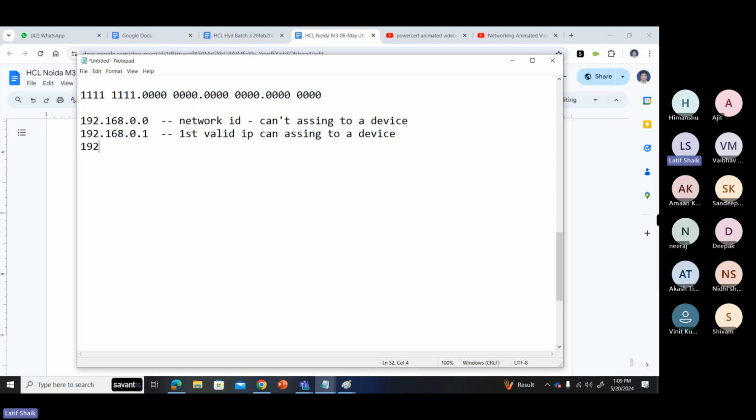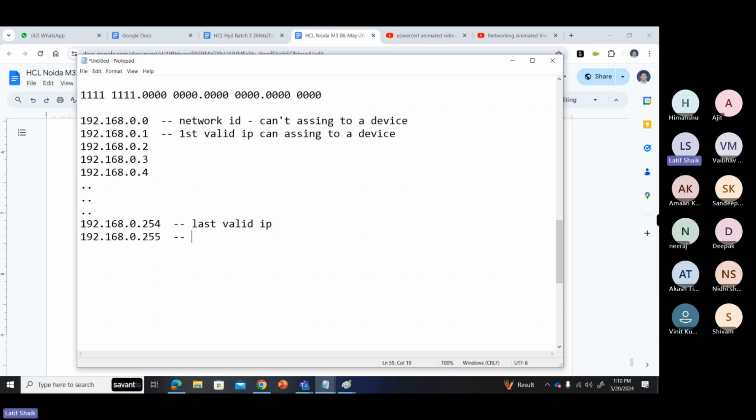It follows like this. To the first system I assign 0.1, the second system 0.2, the third system 0.3, and so on for the fourth, fifth, sixth and seventh systems one by one. Finally, I have a system at 254. This is the last valid IP. We can assign 1 to 254, and 255 is also there, right?